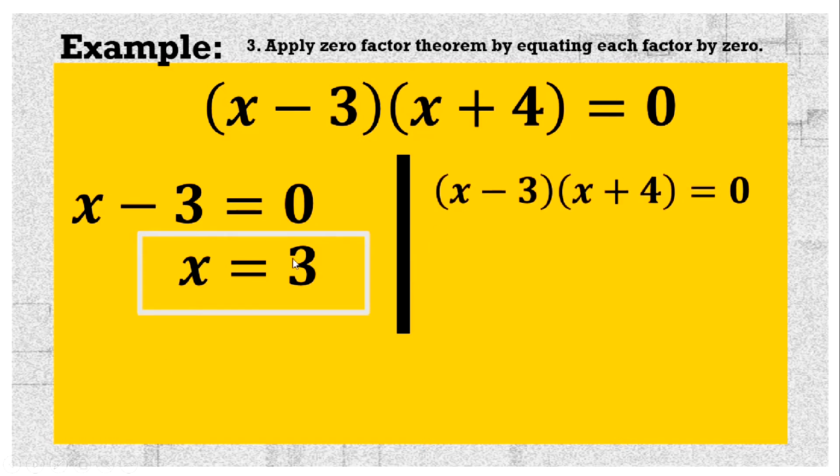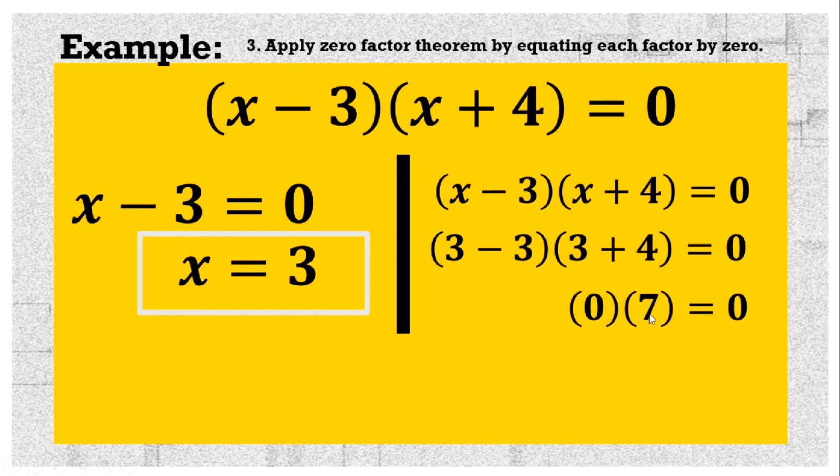Substitute lang natin si 3 sa equation kung siya ba talaga ay roots ng equation na yon. So, we have 3 quantity 3 minus 3 times quantity 3 plus 4 equals 0. So, we have 3 minus 3 is 0 and 3 plus 4 is 7. So, we have 0 times 7 is 0, which is correct.